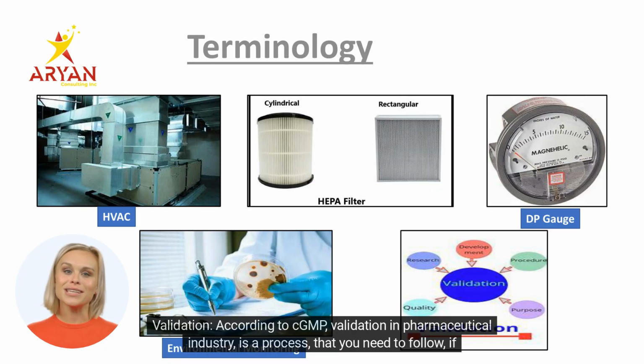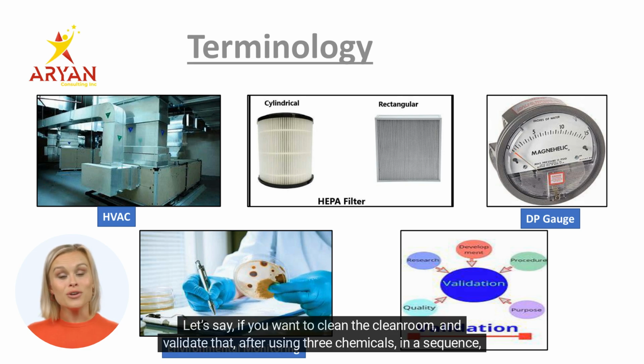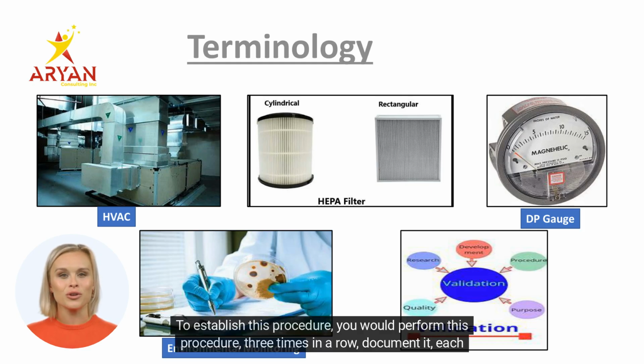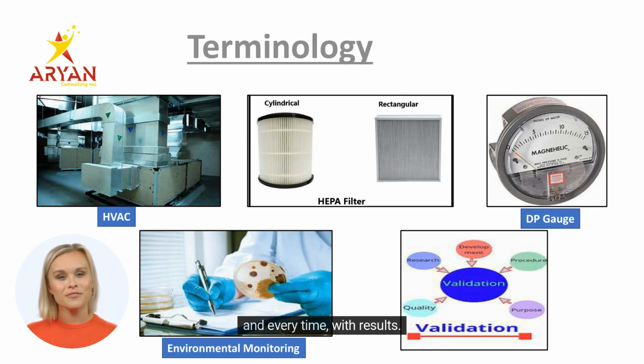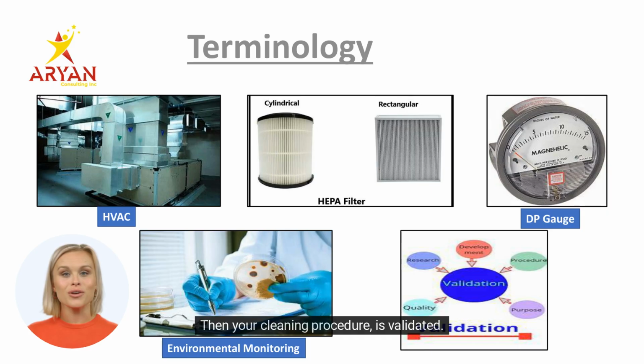Validation. According to CGMP, validation in the pharmaceutical industry is a process that you need to follow if you need to establish a procedure. Let's say you want to clean the cleanroom and validate that after using 3 chemicals in a sequence, the room will be free of any bacteria. To establish this procedure, you would perform it 3 times in a row, documenting it each and every time with results. If all 3 times the result is pass after the cleaning and the swab sample test proves it, then your cleaning procedure is validated.